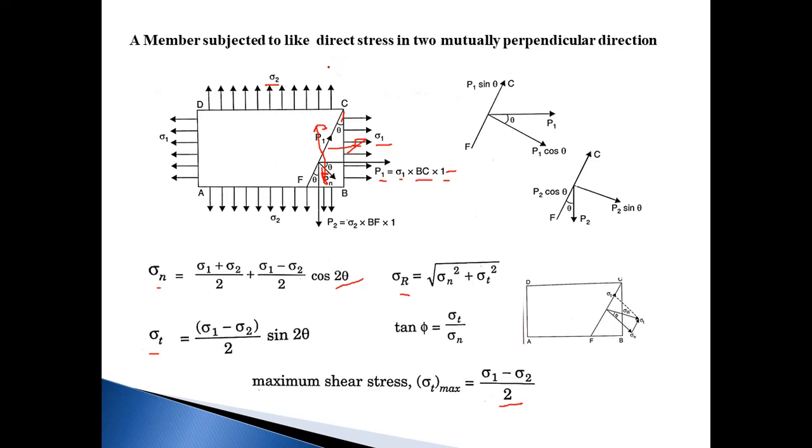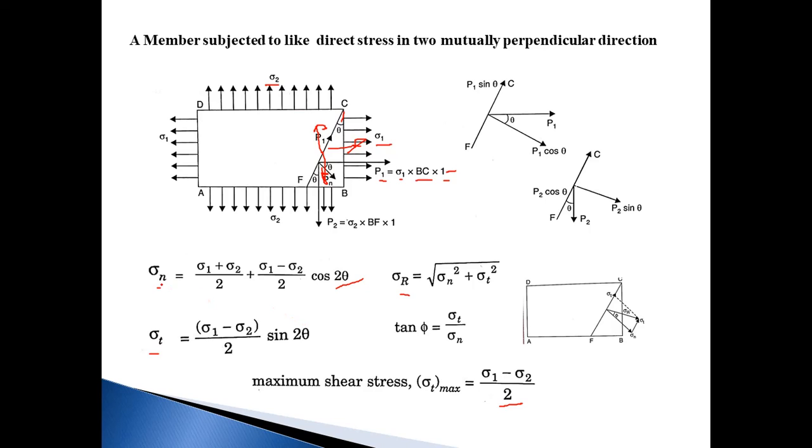Suppose in the problem they are given unlike forces. Unlike forces means what? Sigma 1 tension, sigma 2 compression. Then we consider tension as positive, compression as negative. Sigma 1 value will be positive, sigma 2 value will be negative. And by considering that sign, we can solve this problem by using all these formulas.